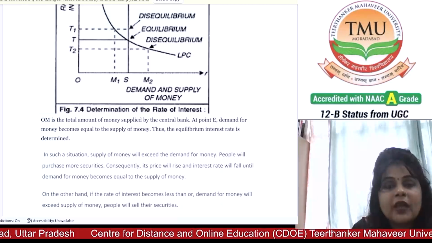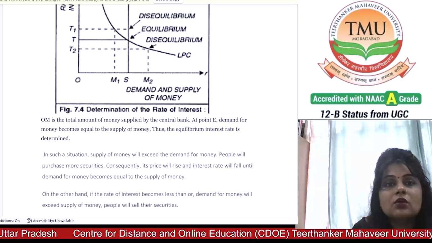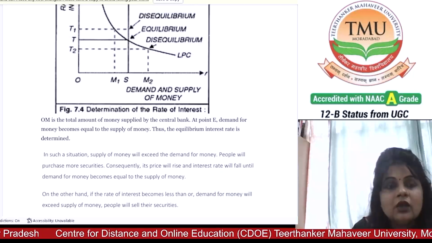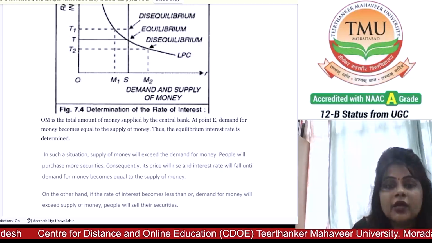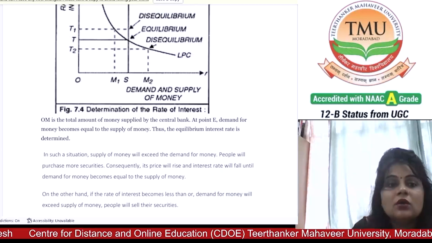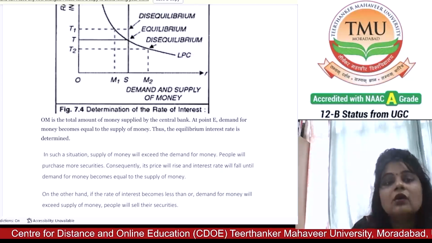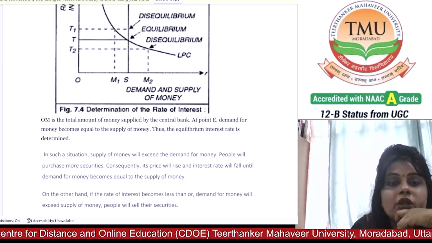The supply of money OS is greater than the demand for money. Consequently, the rate of interest will decline, and it will continue until it reaches the rate of interest OT.